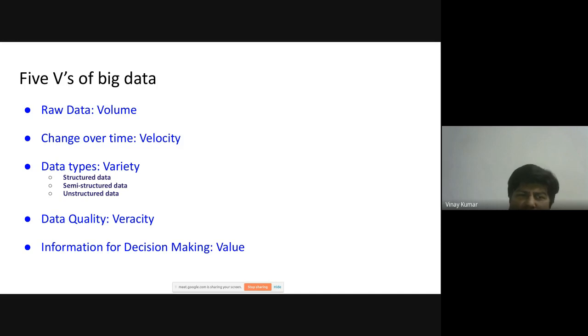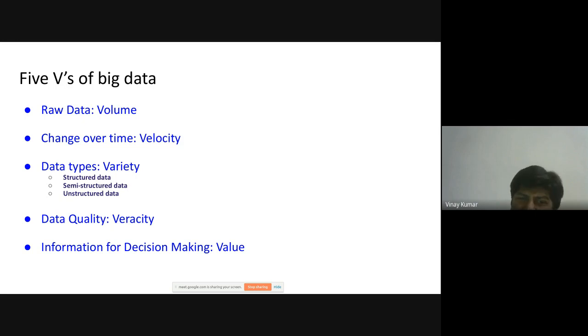Before going further, we should understand what structured data is. So structured data is a data type which is basically organized data. It generally refers to data that has a defined length and format. For example, SQL data.